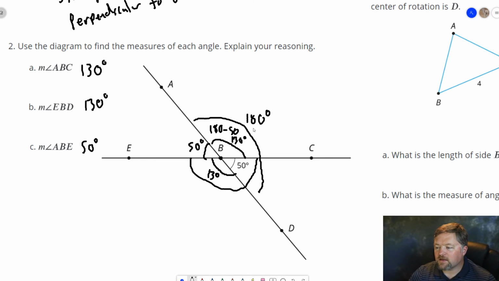So one important thing to think about, anytime we have a situation like this, when we have four angles made by two lines intersecting, we only have two different angles. We have two 50 degree angles that are across from each other and two 130 degree angles that are across from each other here. That's a relationship called vertical angles. Angle ABC is a vertical angle with angle EBD. They are both 130 degrees. Angle ABE is a vertical angle with angle CBD because they are both 50 degrees. They're on opposite sides of the intersection point here.